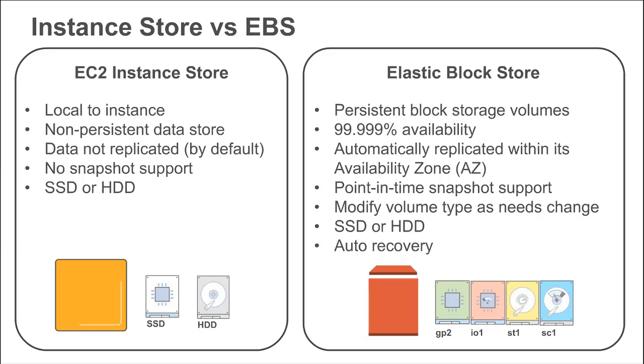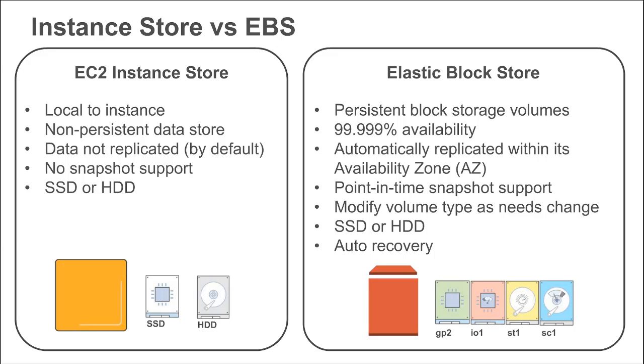As I just mentioned, it provides five nines of availability, and the volume is replicated synchronously within the availability zone. There's nothing you need to do to set up this replication. It is automatic, and it's just a part of the service. EBS also supports point-in-time snapshots, and we'll dive deeper into what this means a little later in the webinar.